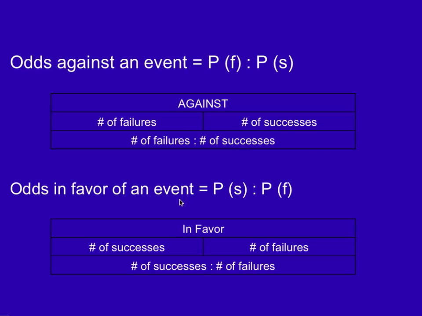Odds in favor of an event is just the reciprocal. So the success and the failure switch places, and so it's the probability of success to the probability of failure. So for odds in favor, we have the number of successes to the number of failures. You just have to list how many times the event is successful compared to how many times the event is unsuccessful, and this gives you your odds in favor.